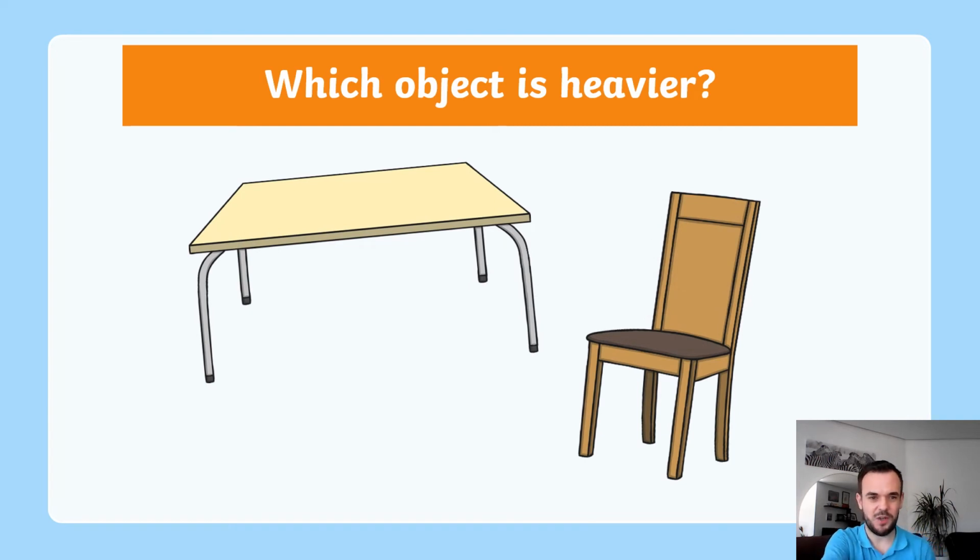Okay, the next question. Which object is heavier? A chair or a table? Well, in school, some of you can pick up the chair because it's not very heavy. But you can't pick up the table because the table is very heavy. So we can say that the table is much heavier than the chair.